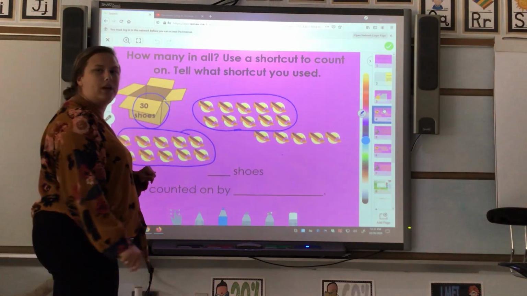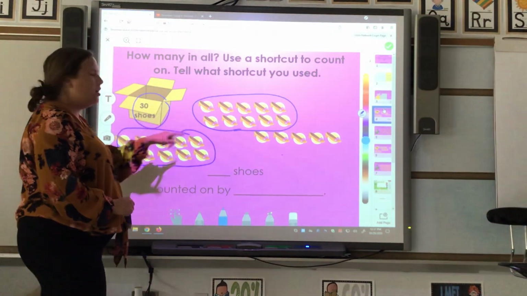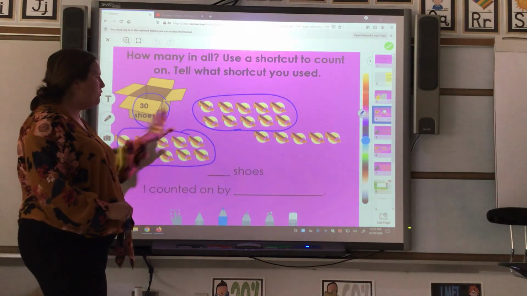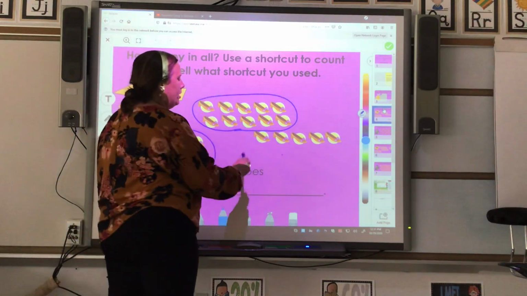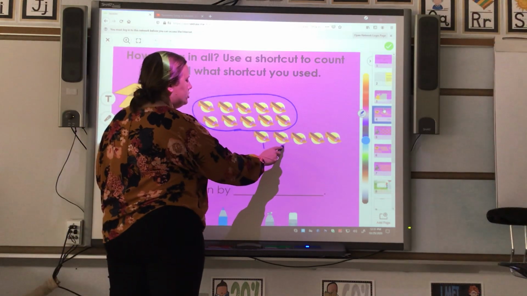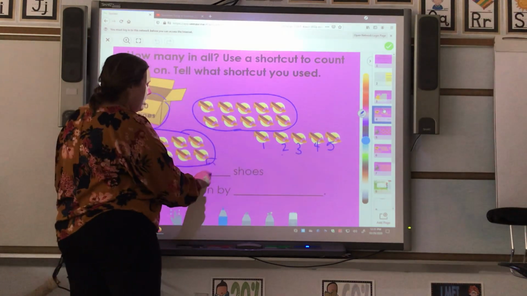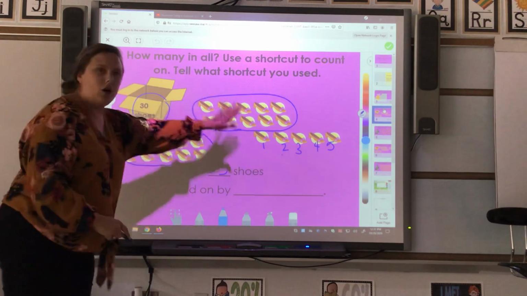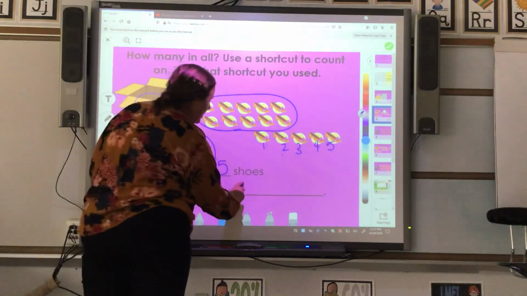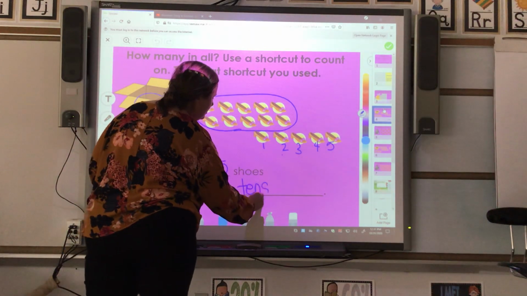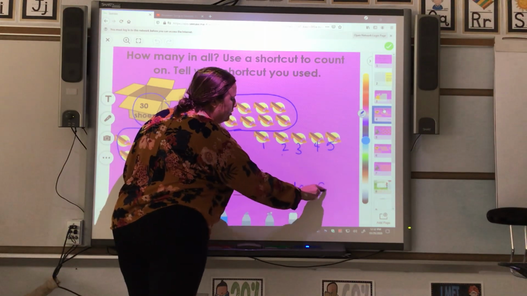So when counting, we can start with the 30 because that's how many are in the box. So you say 30, 40, 50. So we have 50, but we have these ones. So let's count from 50 on by ones. 50, 51, 52, 53, 54, 55. So there are 55 shoes all together. Now down here you can say I counted on by tens and ones, because at the end we had to count our leftovers by 1.